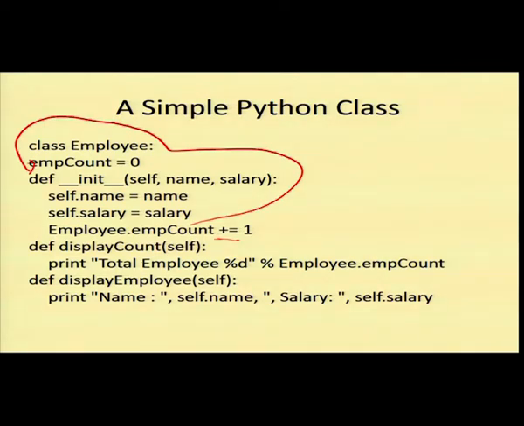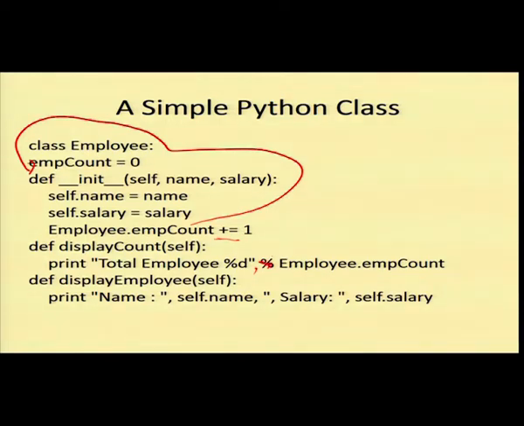So, what is the emp count as of now? It is 0. So, 0 plus 1 becomes 1. Now, I am trying to display. I am defining one other function for displaying. Define display_count(self): print total employee %d, which is nothing but Employee.emp_count. Now, I am displaying the display employee self.